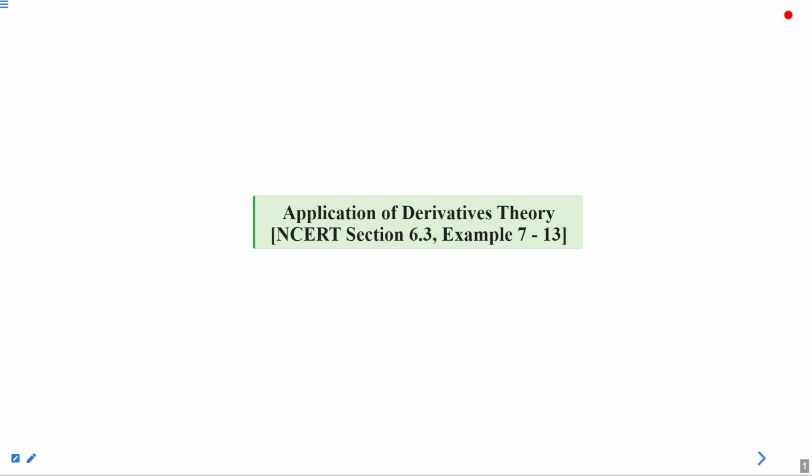So in today's class we will see application of derivatives theory in NCERT section 6.3, examples 7 to 13.